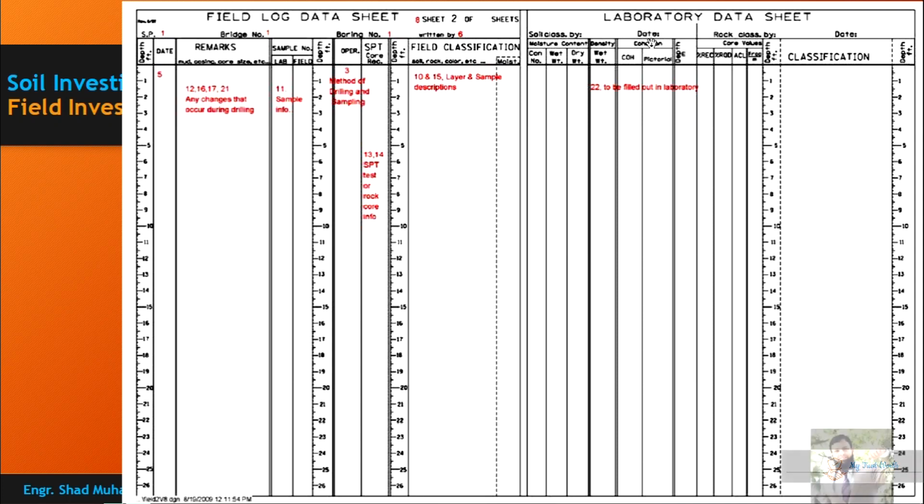Soil class by, and date, and moisture content, container number, wet weight, dry weight, density, cohesion, depth, core rock classes. So you can see that, and date and depth classification. So such types of data sheets are used in the field.